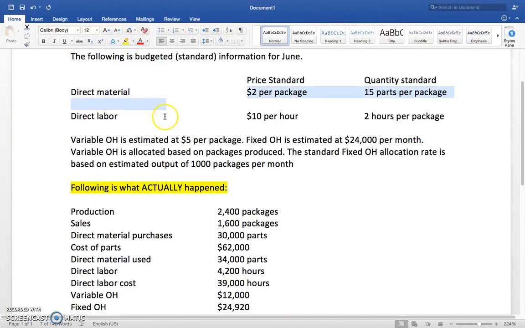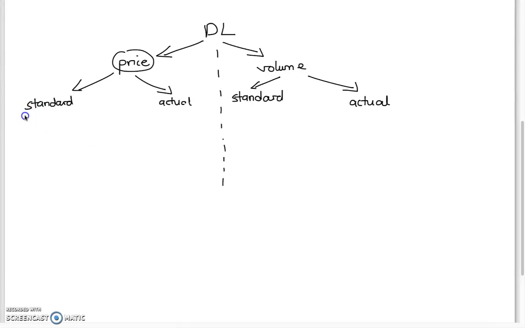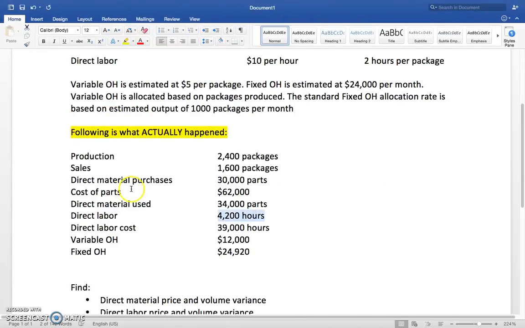So I'm going to take my standard direct labor price, which is 10 per hour, and multiply it by my actual direct labor hours, sorry. So that's 4,200 hours. So 10 times 4,200, that's $42,000. That's my standard price for direct labor. When it comes to actual, again, it's going to be given to me somewhere. Yeah, so over there, direct labor cost 39,000.